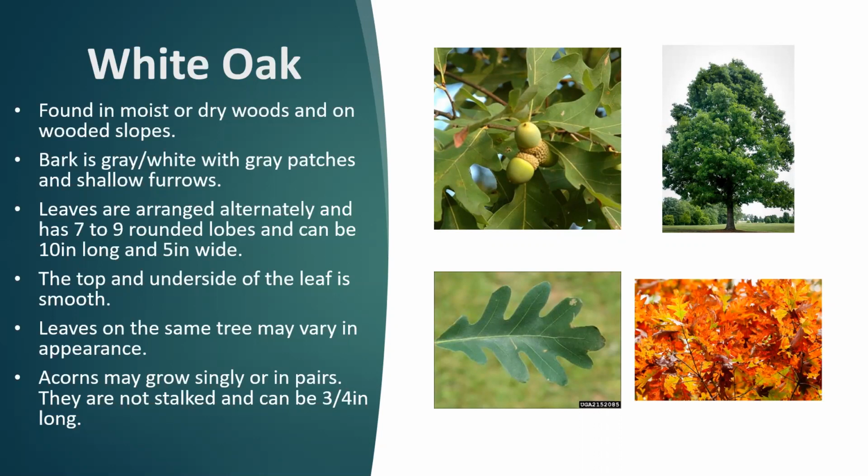As you start to be able to pick up on it, you'll see it's a very light silvery white. And that is where the tree gets its name. Again, the leaves are going to be arranged alternately on the stem, and they're typically going to have 7 to 9 rounded lobes, and they're about 10 inches long.